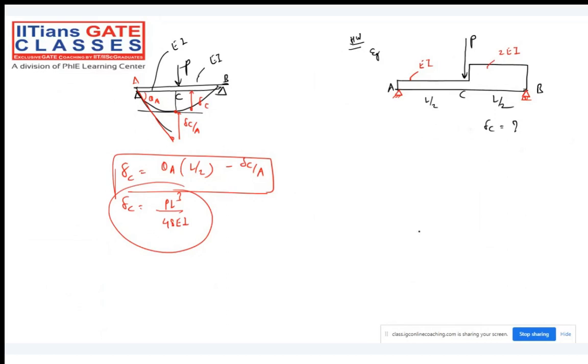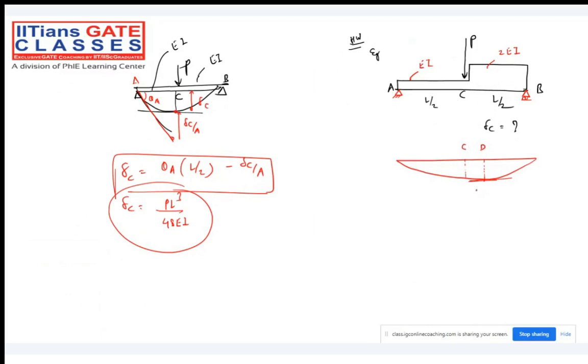Unless you are very conceptual about the radius of curvature. Here in this one, the elastic curve will be something like this. You will not get the maximum deflection here, you will get the deflection somewhere else. And at the point of maximum deflection only, the slope will be 0. It is not the C point, it may be a D point. Then it is gone.